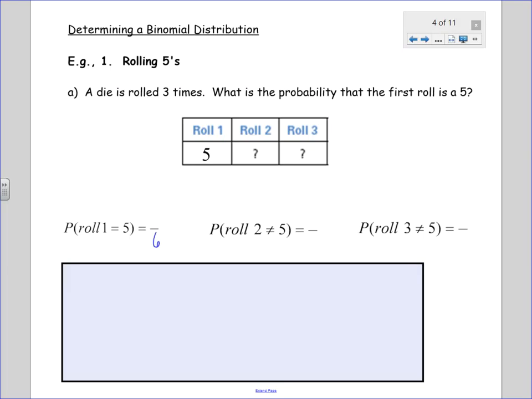There are 6 possible outcomes, of which there is one we're looking for as a success. The probability that the second roll is not 5 or the third, these are important as well. Because we are rolling the die 3 times, we have 2 outcomes, the experiments are identical, and as well, each particular trial is independent of the next. So we're looking for also the probability that the second and third rolls are not 5s. Those are also important to consider.